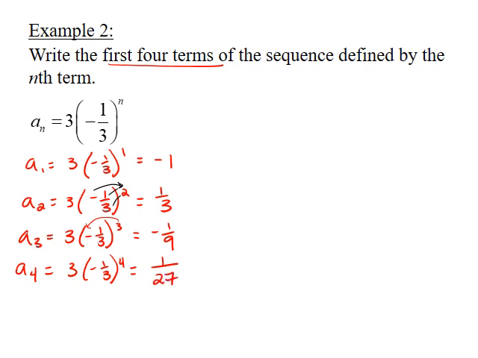Now something I want to point out is how the sign is alternating in this particular sequence. We have a negative, then a positive, a negative, and a positive, and this will continue. And I want you to notice that in this particular case, anytime we have a negative result, the exponent is odd. And this is something common that we will see in sequences.